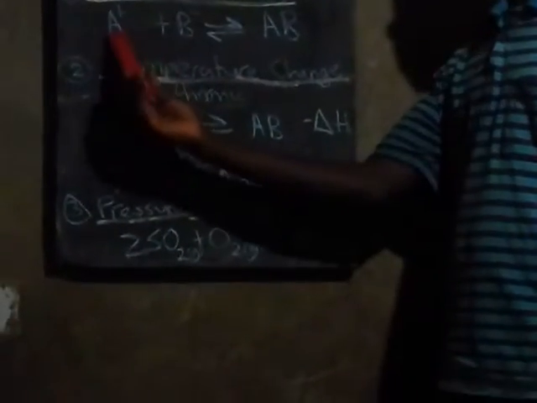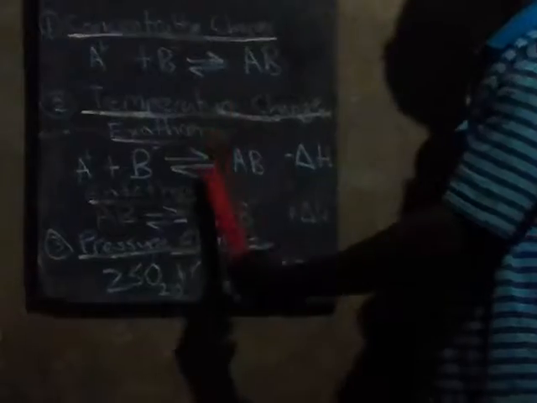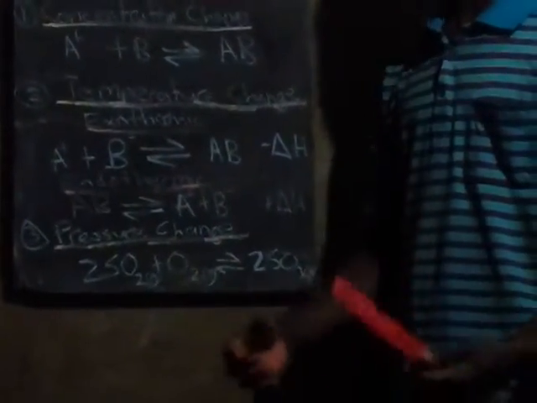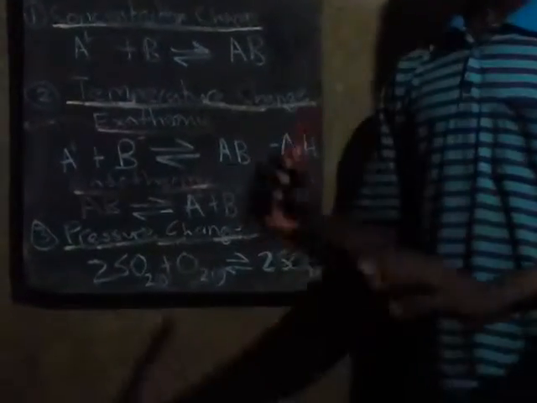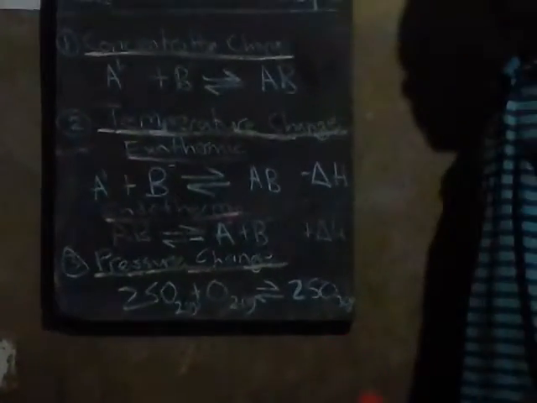So say we add A into a solution which has this equilibrium, it will shift until it establishes yet another equilibrium, with a constant K which is normal. Then you go on to temperature.